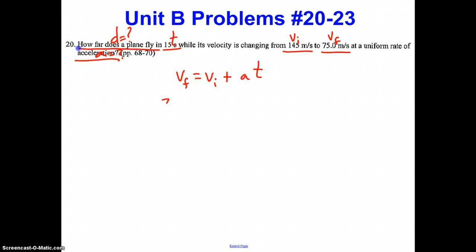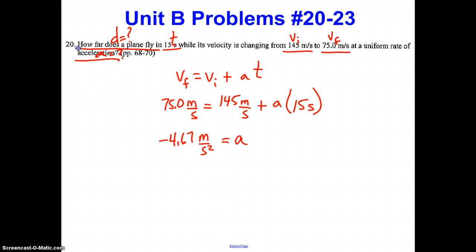VF is 75 meters per second. VI is 145 meters per second plus A times, and the time is 15 seconds. Equation, substitution with units. We now go ahead and algebraically solve for A. You take whatever steps you need to accomplish that. Pause the video to do the calculation, and then checking your answer, you should get A to be negative 4.67 meters per second squared.